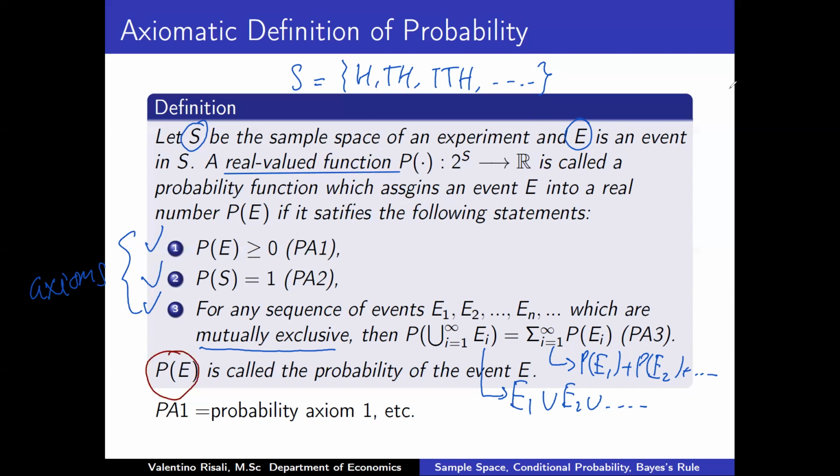So the probability function's domain is always the power set of S, right? Right. The domain is always the set of events, because we want to assign all events in S to a real number P.